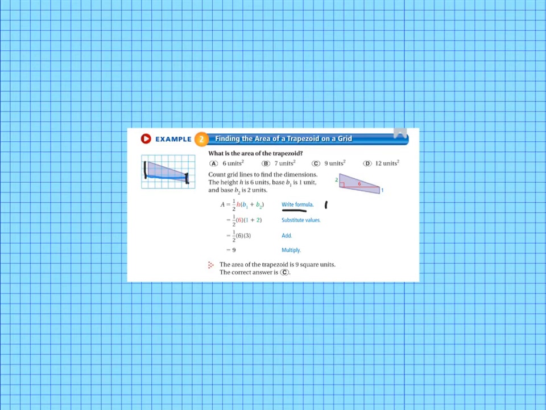So that's step 1. And we substitute in those values. That's step 2. And then we add 1 plus 2 is 3. That's step 3. We multiply 6 times 3 times 1/2. That's step 4. That equals 9. So the area of the trapezoid is 9 square units. So the correct answer is C.